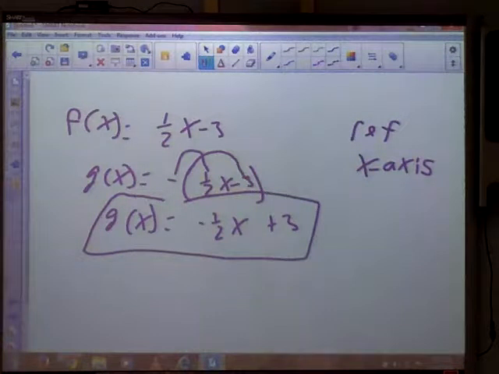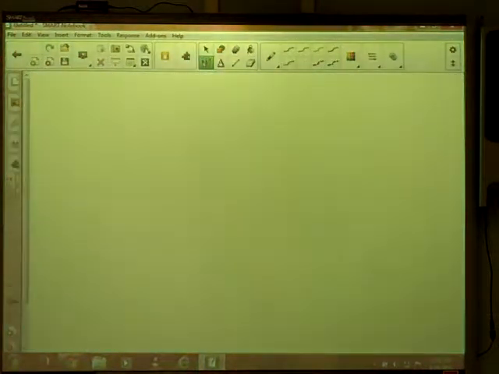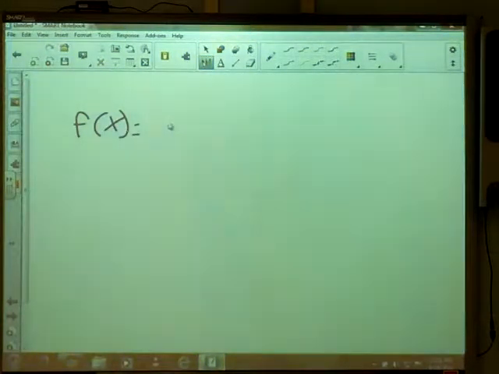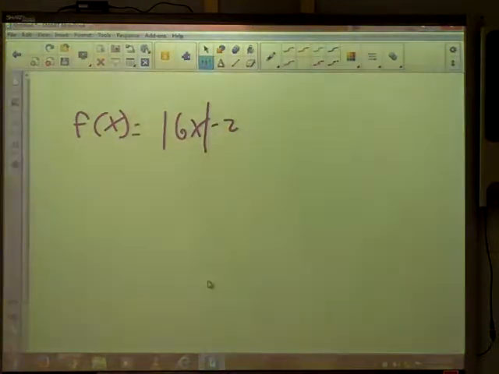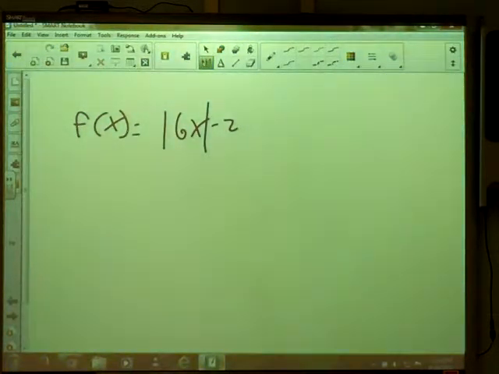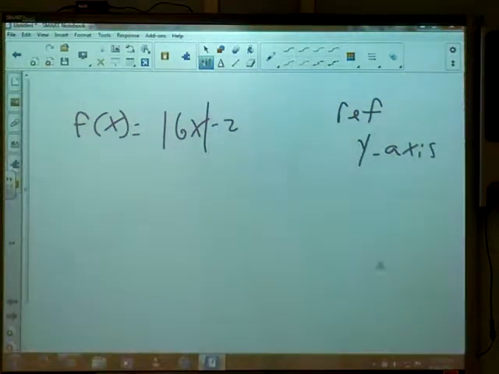Wonder what's different about the y-axis. Let's look at one of those. We've got f of x equal to the absolute value of 6x minus 2. Now, close that bar there. There we go. This is one of my favorite problems of the day, but it's a little bit tricky. So we'll see some weird stuff and talk about why. We're reflecting this in the y-axis.